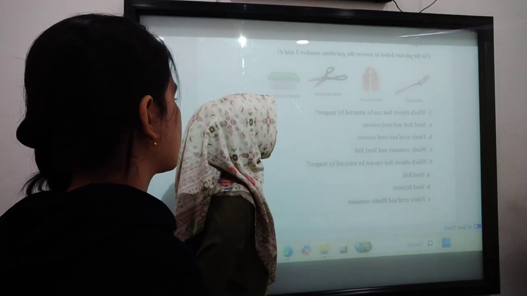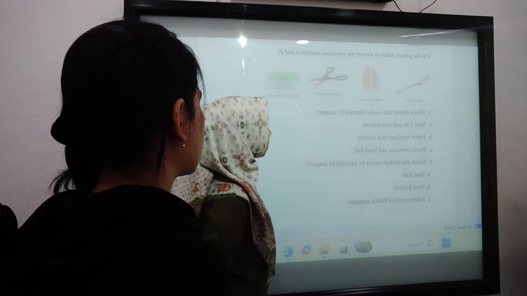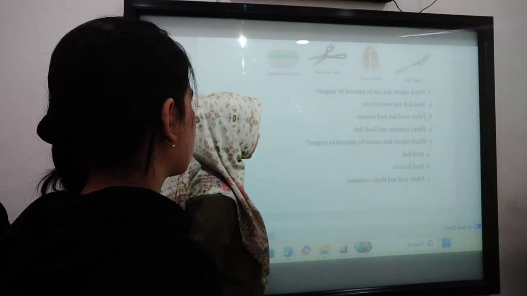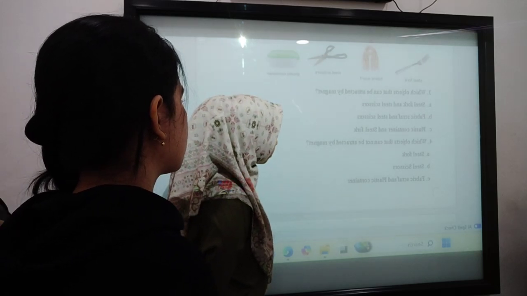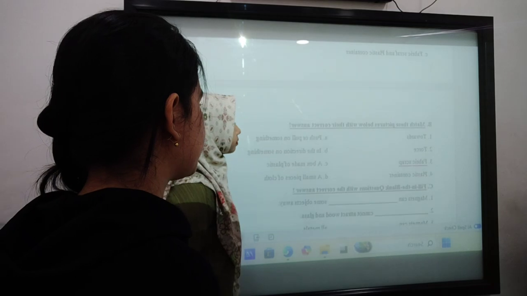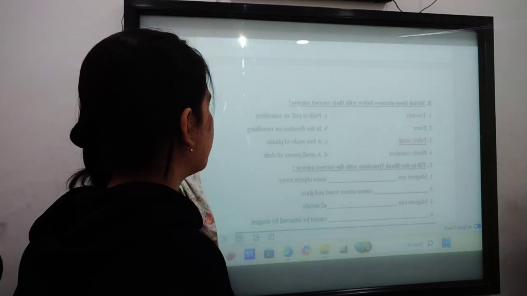The answer is A, silver and scissors. Number 4, which objects cannot be attracted by a magnet? The answer is C, fabric scrap and plastic container. Okay, Miss Sonia. Yeah, Miss Sonia.